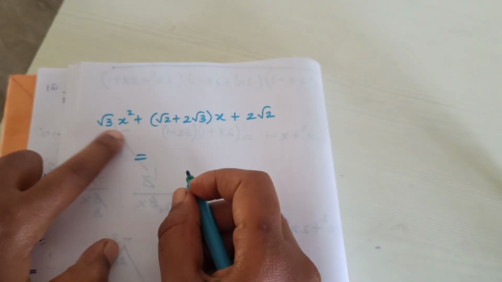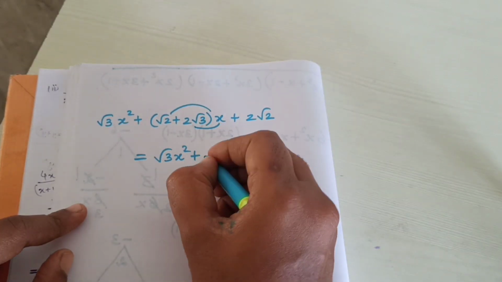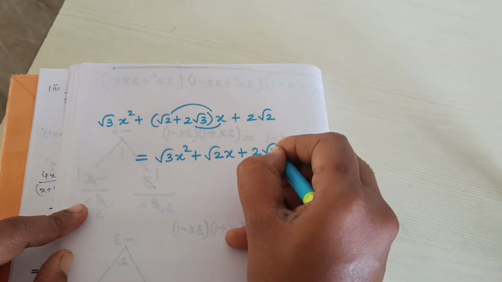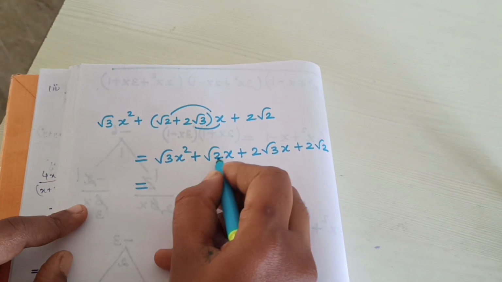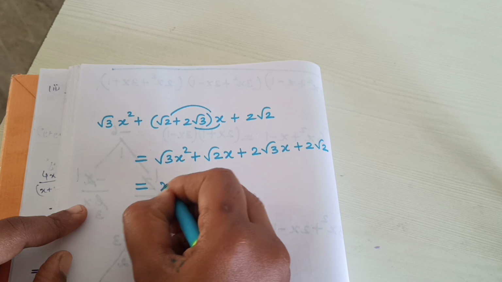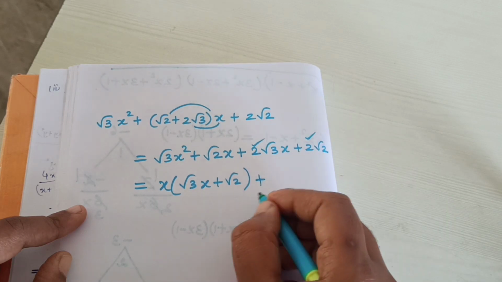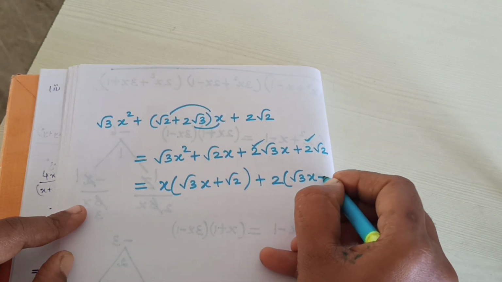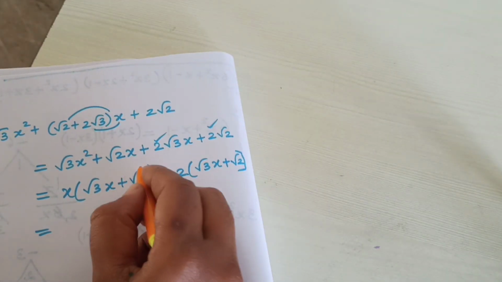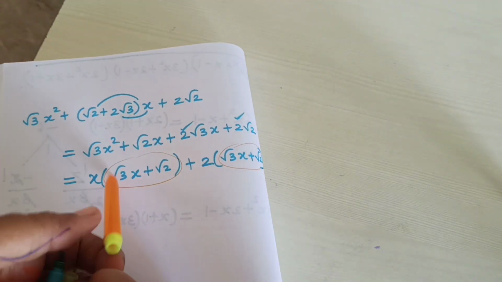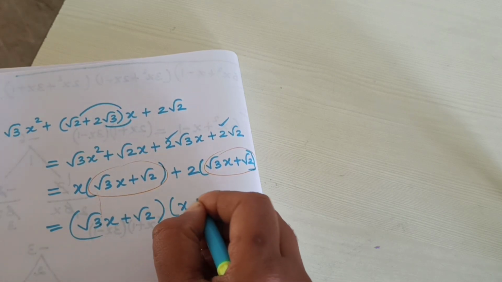See, for the third one, root 3x square plus some terms are given. We can multiply this root 3 into x and this, so root 2x plus 2 root 3x plus 2 root 2. Two terms you need to compare. Whatever terms are common, x only. So root 3x plus root 2. Here what is common? 2 is common. So 2 into root 3x plus root 2. Here this root 3 term is common, we can take it as common. So root 3x plus root 2 into x plus 2.